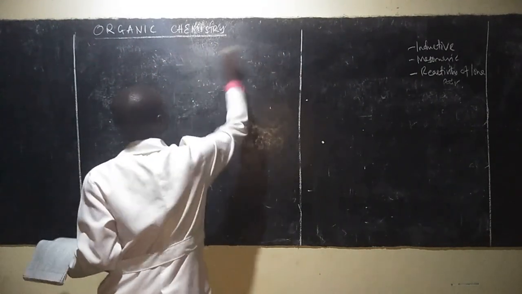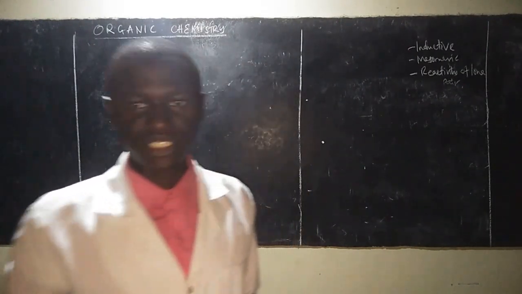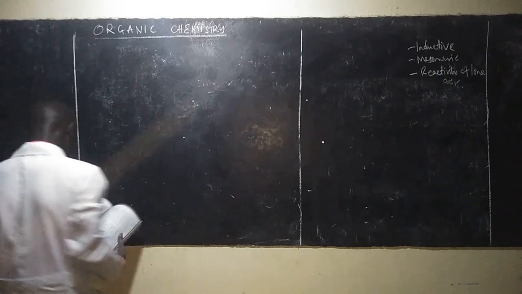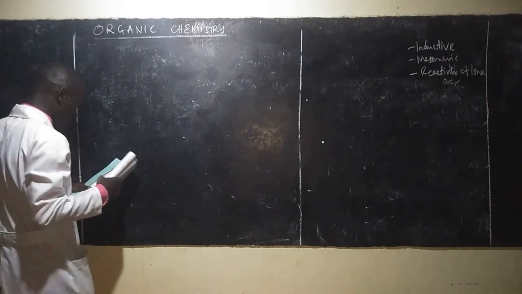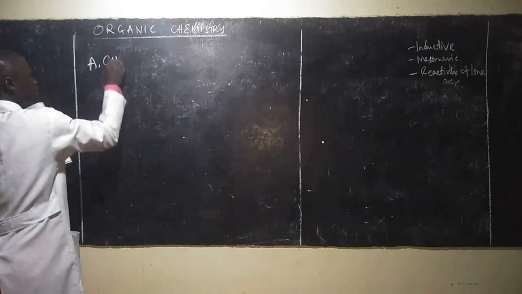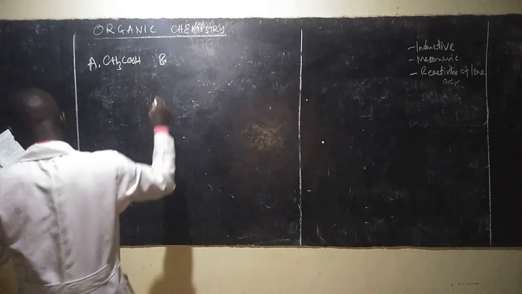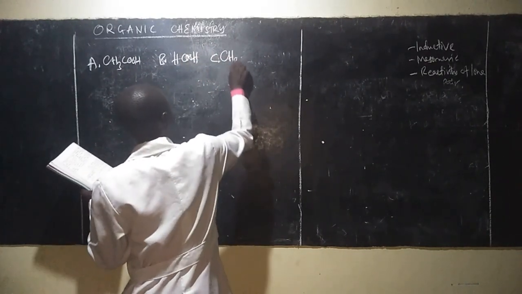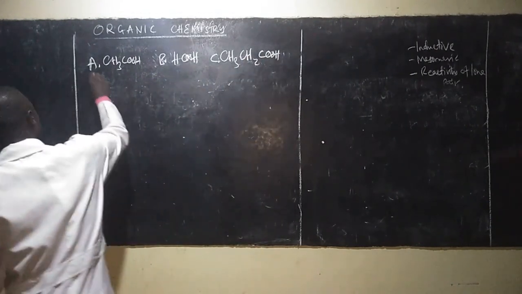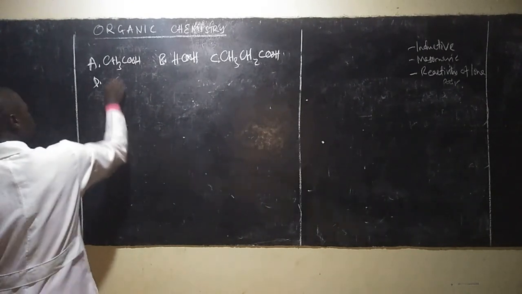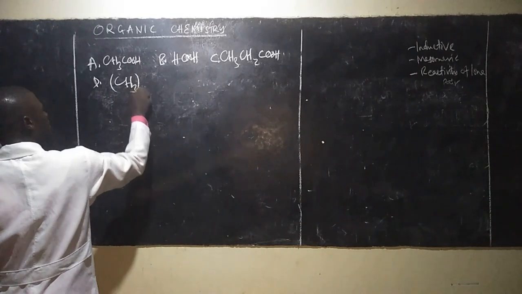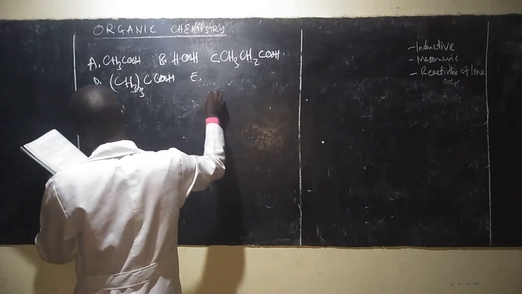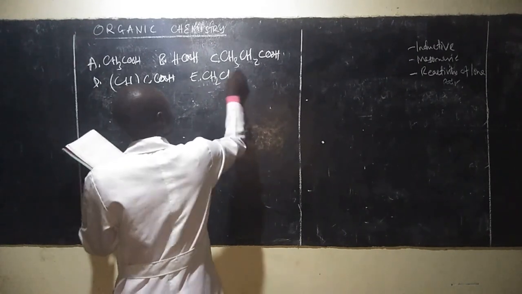They do not always need you to explain, because some of them do, but most of them just need you to know how to answer the question or how to present the concept. Now, for example, we have compounds here, and I will write these compounds quickly for this question. A, we have CH3COOH. B, we have HCOOH. C, we have CH3CH2COOH. D, we have (CH3)3C-COOH. And E, we have CH2ClCOOH.